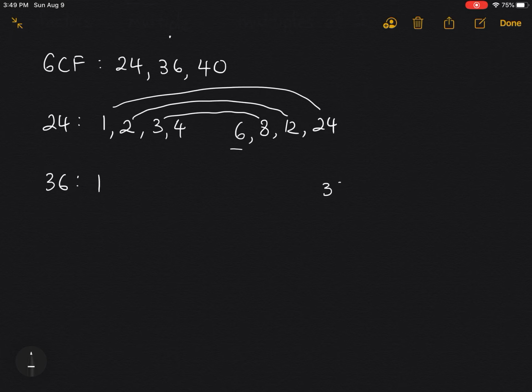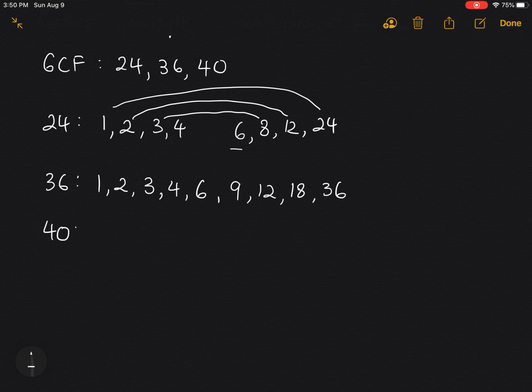1 times 36 gives us 36. 2 times 18 gives us 36. 3 times 12 gives us 36. 4 times 9 gives us 36. And then now we have 5. 5 cannot be multiplied with any number to give us 36, so we move on to the next number, 6. 6 times 6 gives us 36. So we have 6 as the final number in our rainbow.